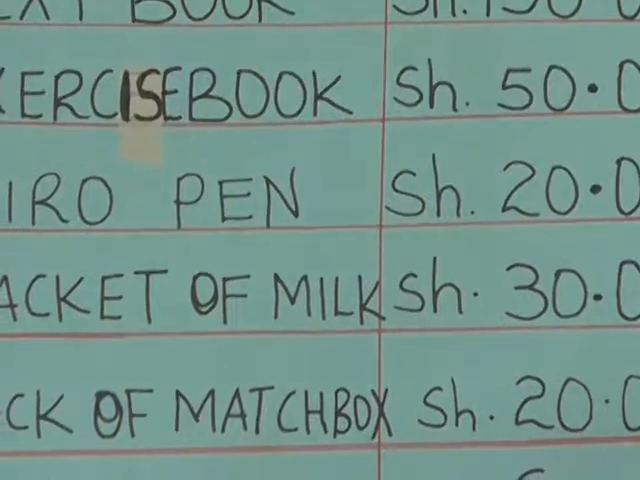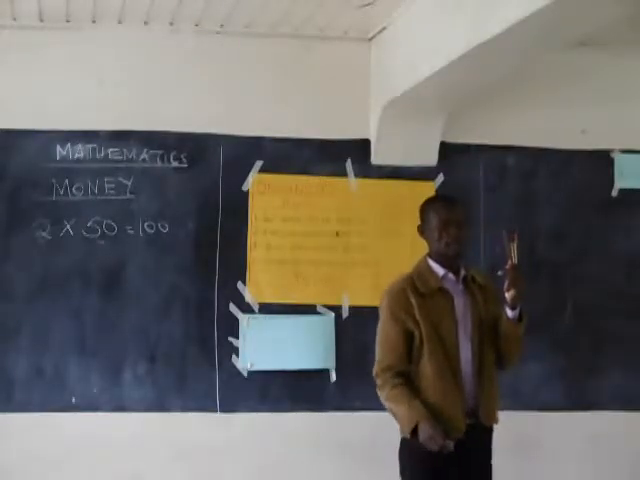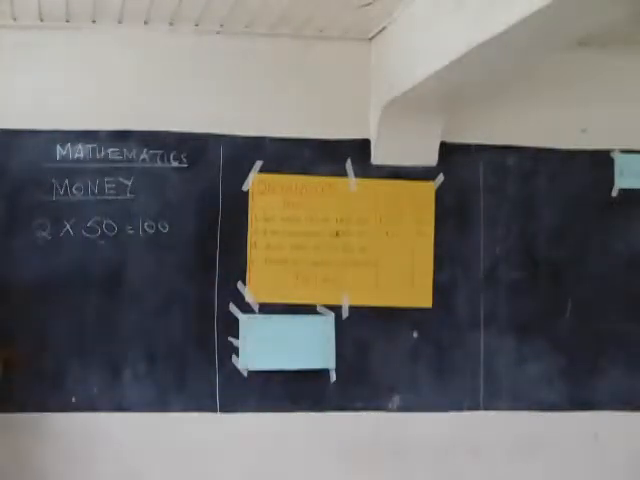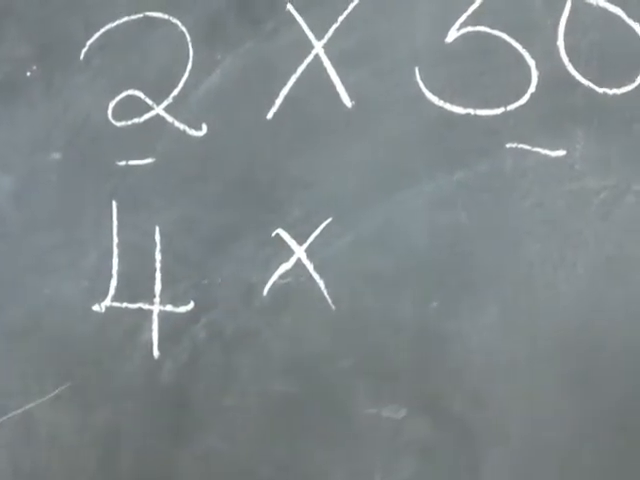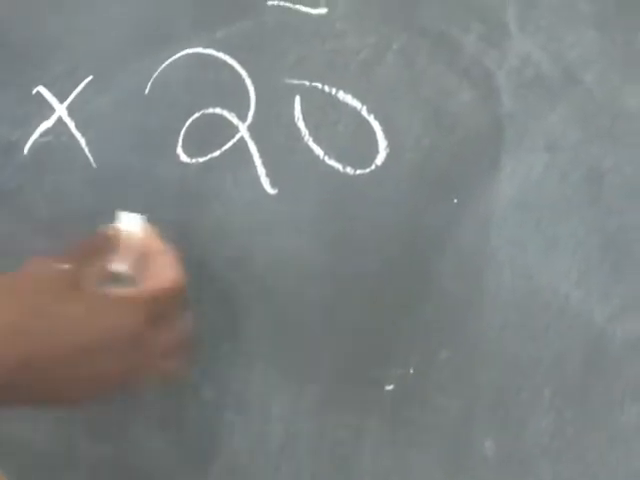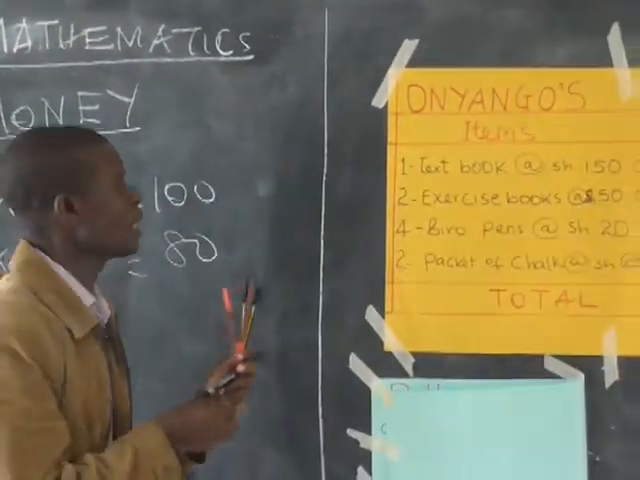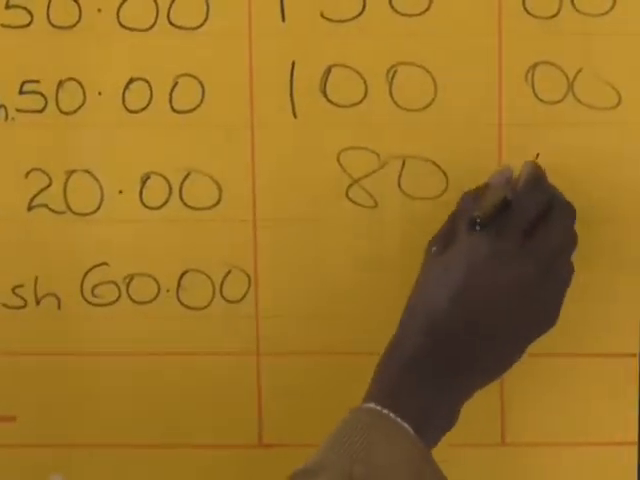So now I have 4 pens to pay for. So how much will I pay for the 4 pens? So to get the amount, I need to work it out. So I'll take the 4 pens bought, multiply by the price of each pen, that is 20 shillings. So when I multiply 4 by 20, I'll be able to get 80. Therefore it means, for the 4 pens bought, I'm going to pay 80 shillings.